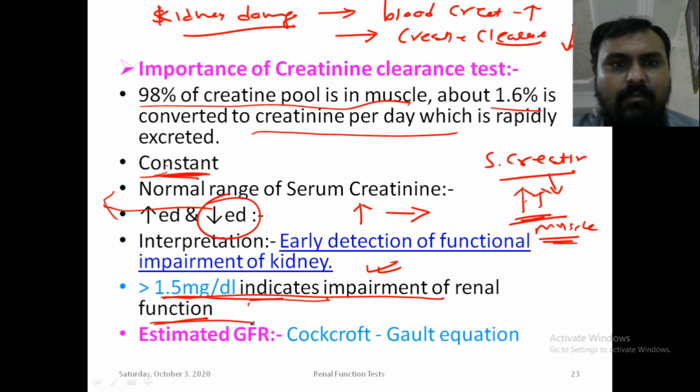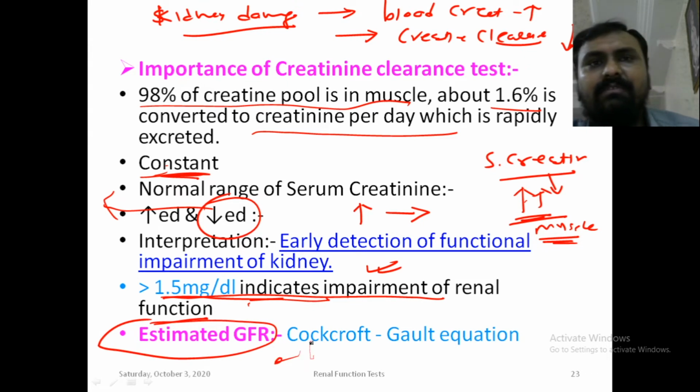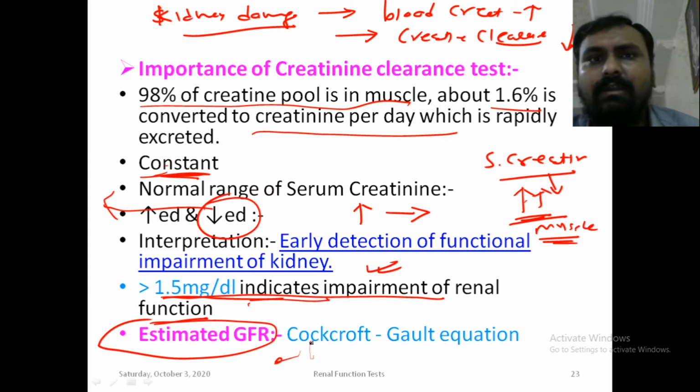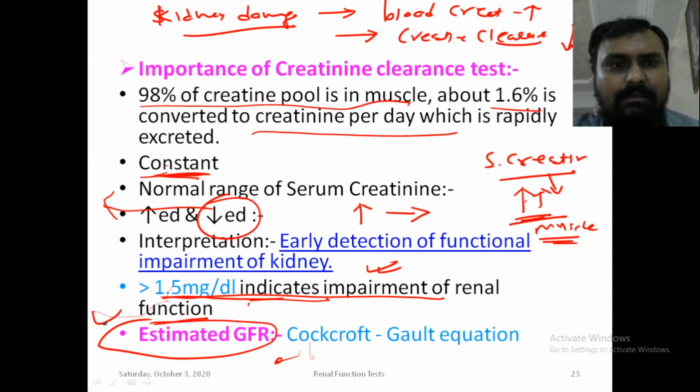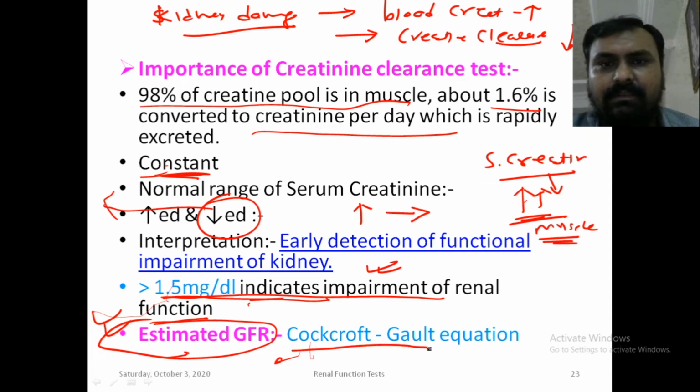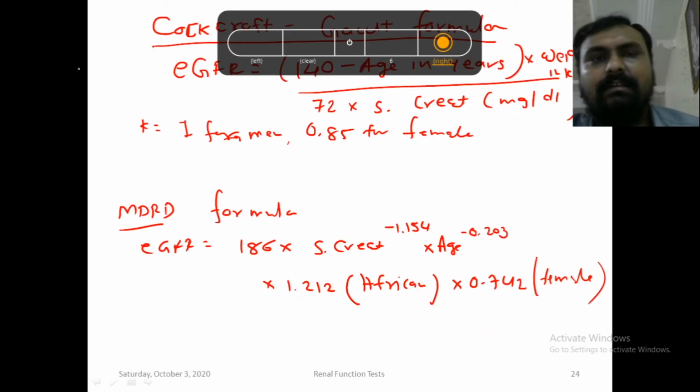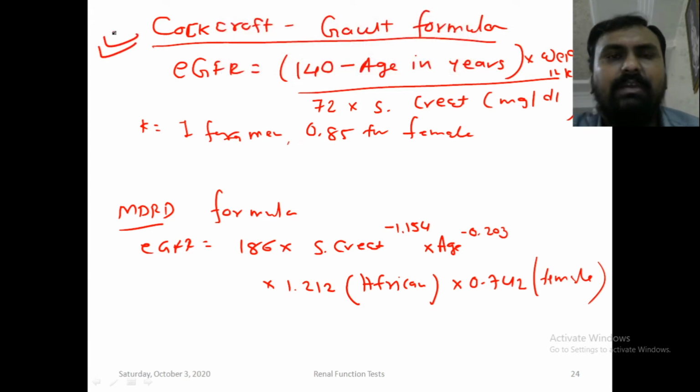Now here there is a formula called estimated GFR, eGFR. Okay, what is the problem with the urea clearance or creatinine clearance? You require a 24-hour urine sample. For that problem we have the estimated GFR. The equation is called the Cockcroft-Gault equation. Okay, remember this. This is asked in competitive exams also.